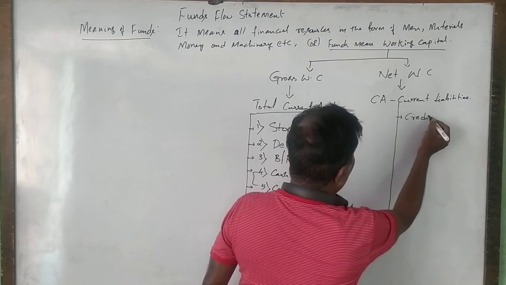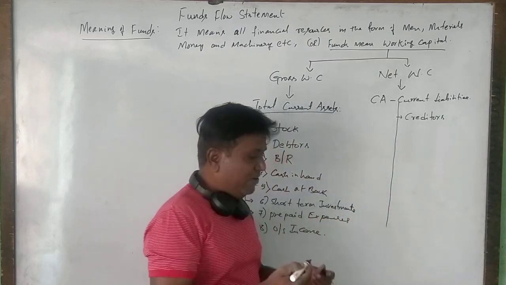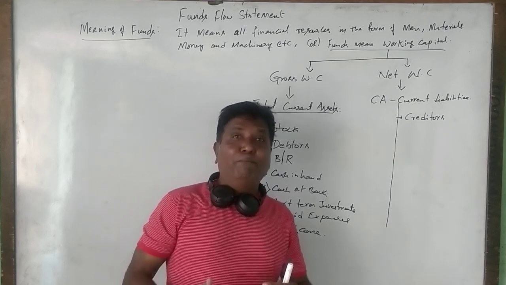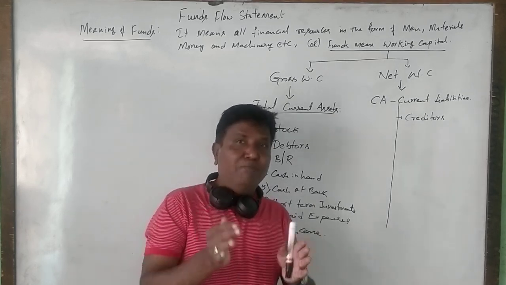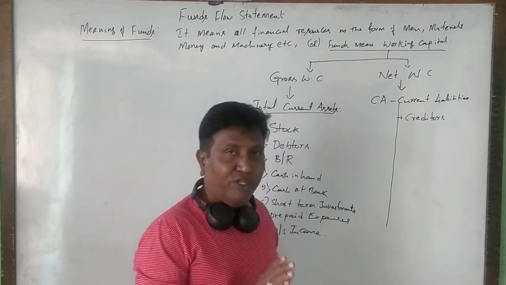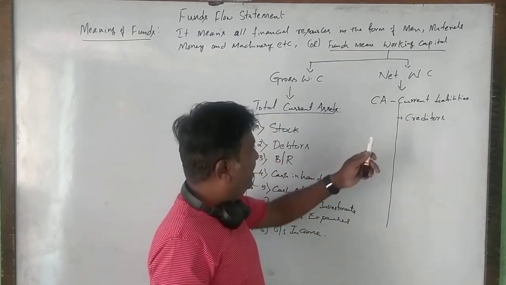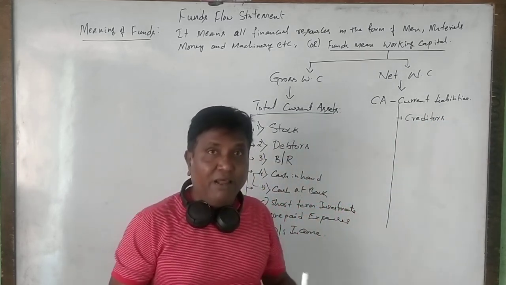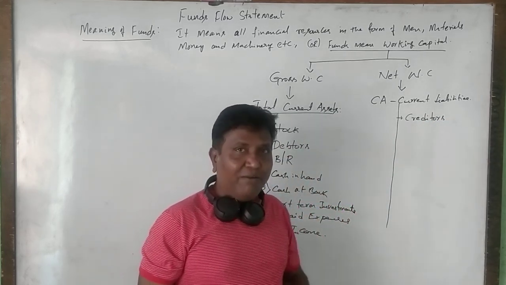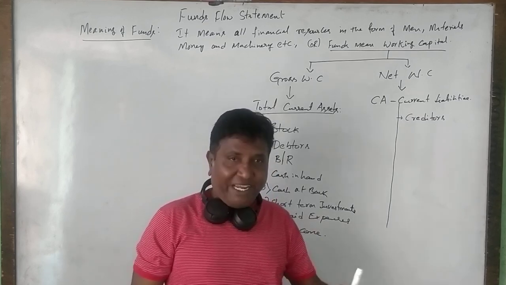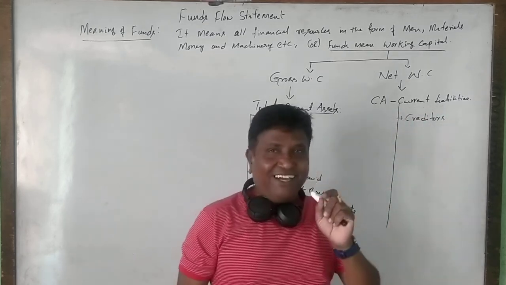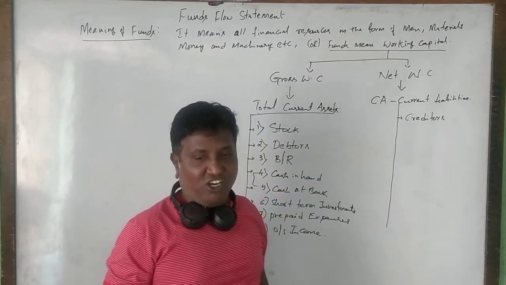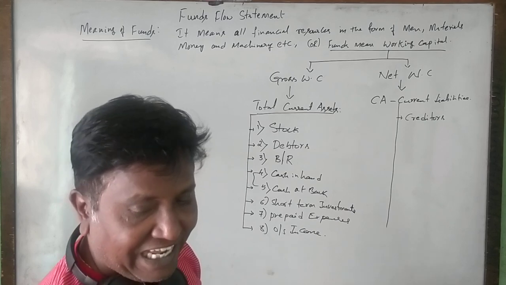First, current liability is creditors. Let me tell you what a current liability is. A liability which a business needs to pay within a maximum of 1 year is called a creditor or current liability. Within a maximum of 1 year, any liability a business wants to pay is called a current liability. In these current liabilities, the first one is creditors.